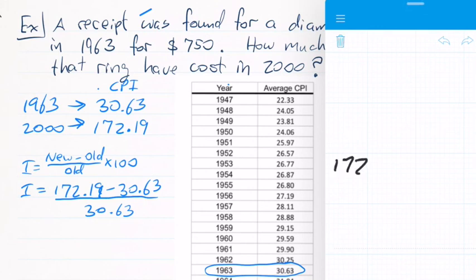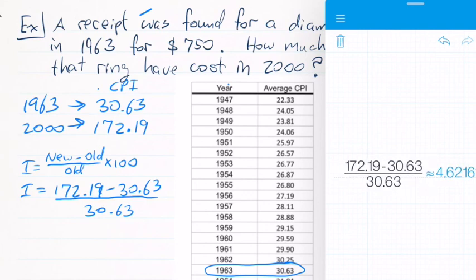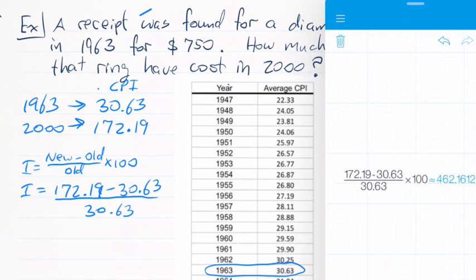So 172.19 minus 30.63. Okay. All divided by 30.63. And don't forget, times by 100. It's one of my common mistakes. So 462.2. 462.2, and because we multiplied it by 100, it is now a percent. So the inflation from 1963 to 2000 was 462% overall.